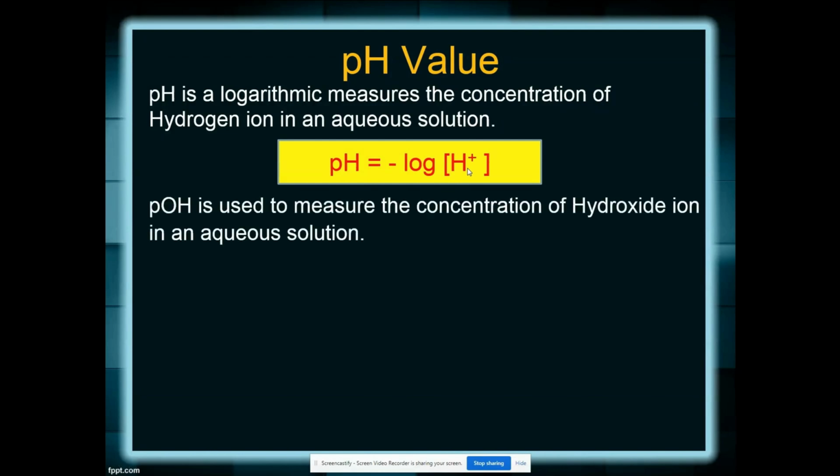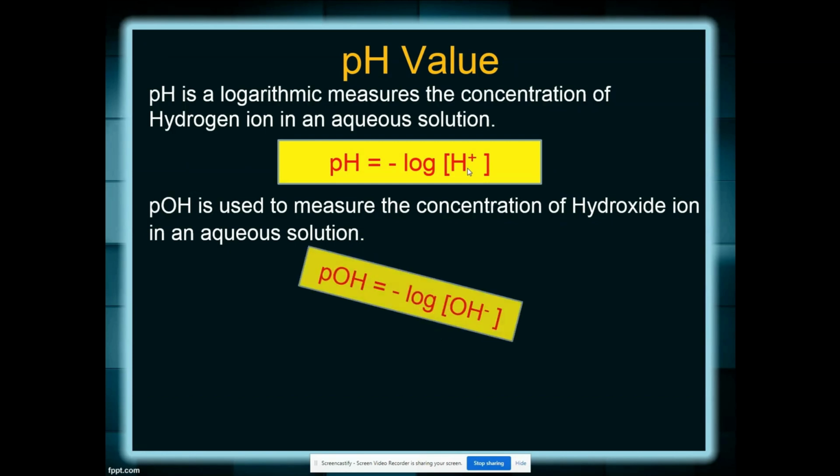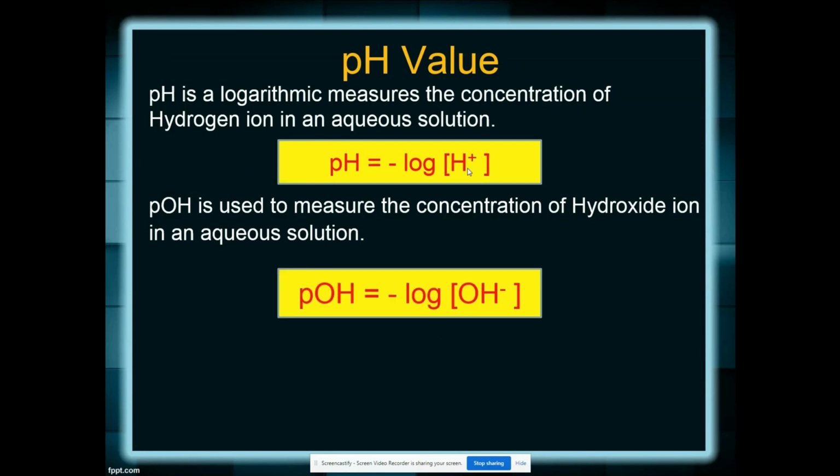And what is pOH? I'm quite sure this is the first time you're hearing about pOH, right? pOH is used to measure the concentration of hydroxide ions in aqueous solutions, and the formula for it is pOH is equivalent to the negative log of the concentration of hydroxide ions.